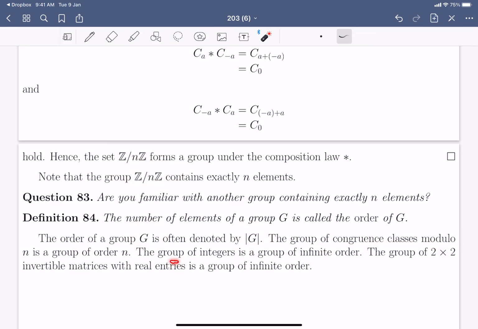If you look at the group of all integers, how many elements does it have? What is the number of elements? It's infinite, right? So the group of integers is a group of infinite order. As another example, the group of 2 by 2 invertible matrices with real entries is a group of infinite order.